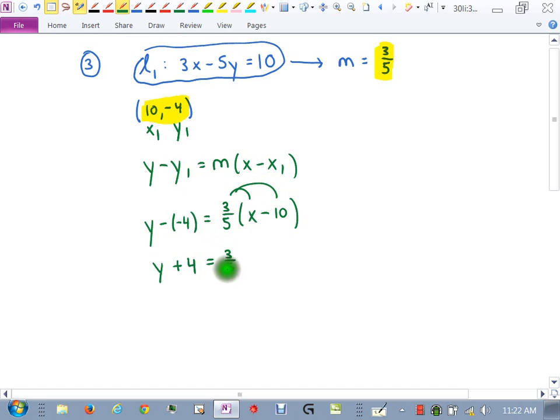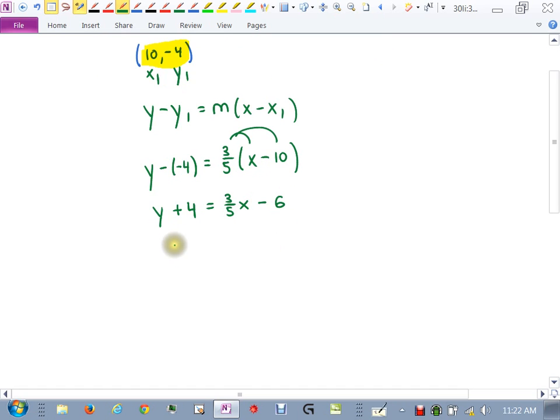We get 3/5 times x is 3/5 x. And then minus 3/5 times 10 is the same as 30/5, which is 6. So now we'll just subtract 4 on both sides. And you'll get y equals 3/5 x minus 10. So that is the equation of the line that is parallel to the one we just found, but through this other point. And it asks you to sketch the 2 lines.